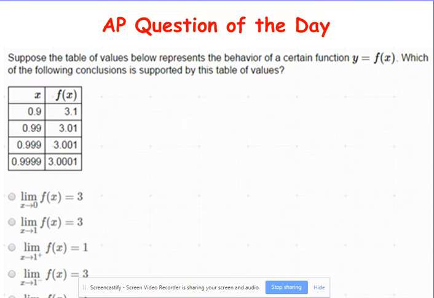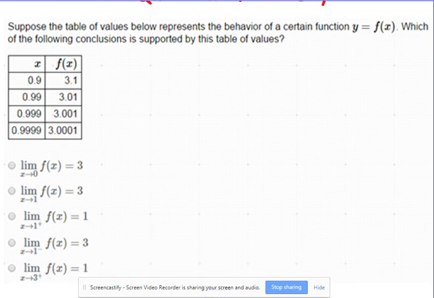So before we get into the introduction to the derivative, let's just look really quickly at another AP question of the day. We've got a table of values, and the question is which limit is supported by that table of values. So pause the video, make your decision, and then come back for the explanation.